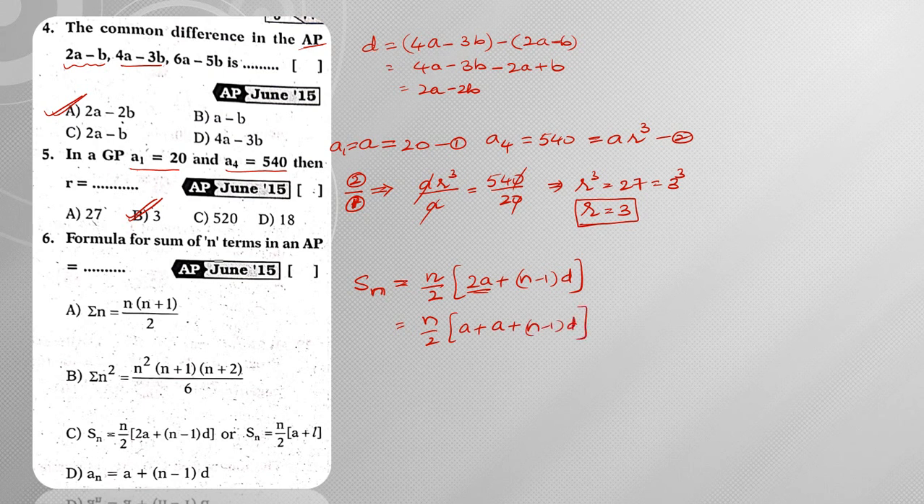If you observe this, a plus (n minus 1) into d is nothing but the nth term formula, right? So I can write this as n by 2 times of a plus an, or you can write it as a1 plus an. This can also be written as n by 2 times of (a plus l), if I consider the first term as a and the last term as l. These are all representations for the sum of n terms of an AP. Hence the answer is option C.